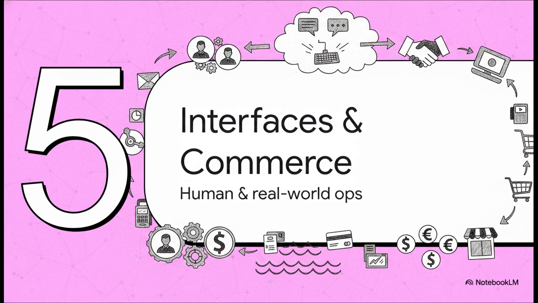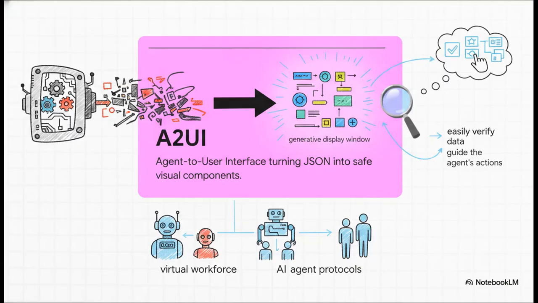Finally, Section 5, Interfaces and Commerce. Up to this point, we've talked about agents talking to tools and to each other. But we have to bridge the communication gap between these systems and humans. That's the agent-to-user interface, or A2UI. There are two main patterns here. First, instead of humans reading raw JSON data, we use generative UI to instantly render safe, visual display windows. The second pattern uses interactive canvas tools, which allow humans to easily verify data and visually guide the agent's actions right on the screen. It totally transforms the user interaction.